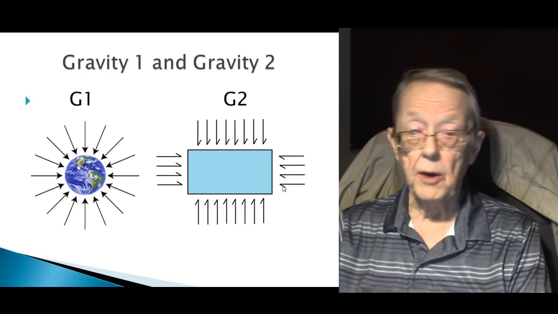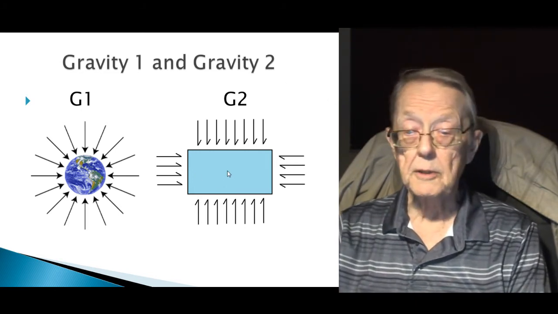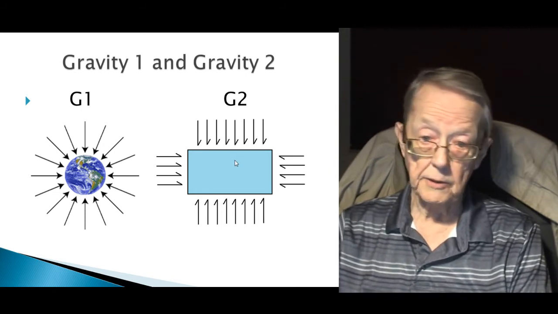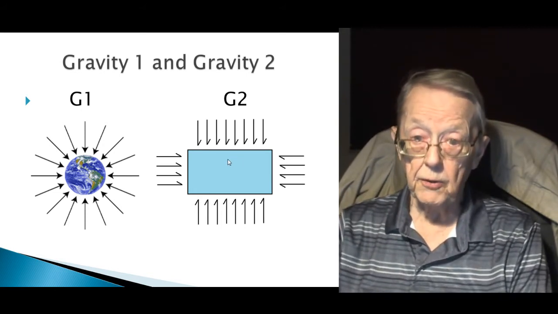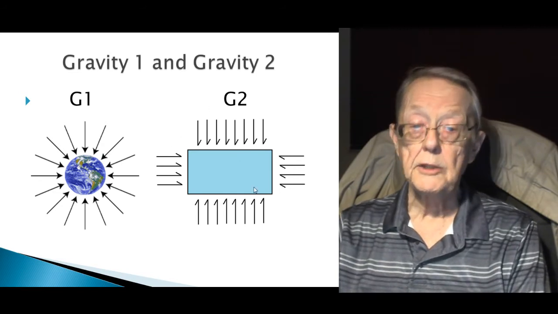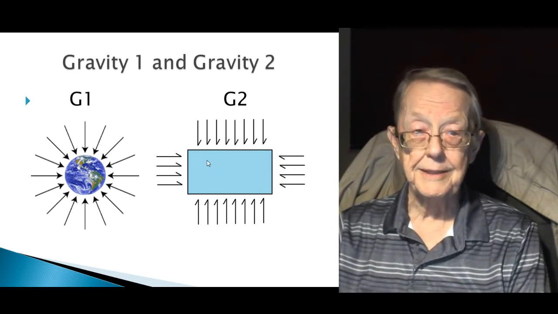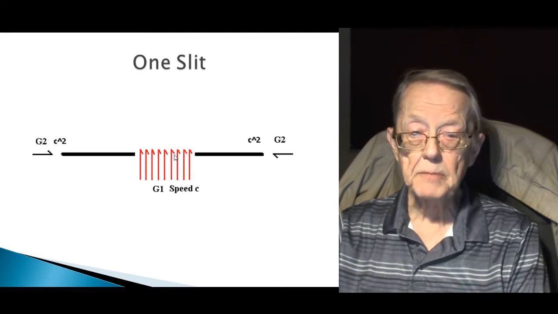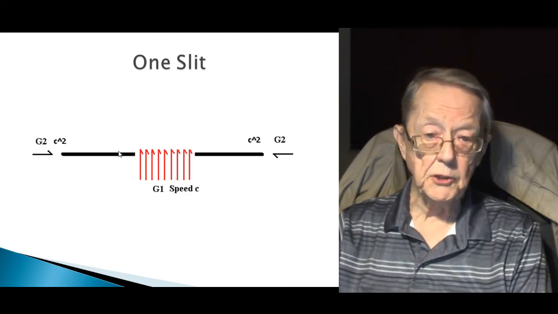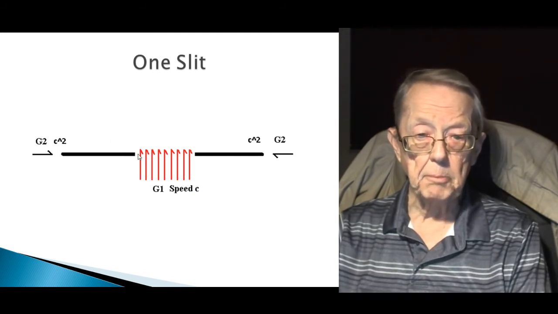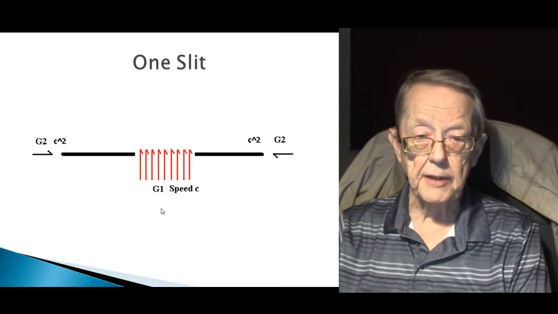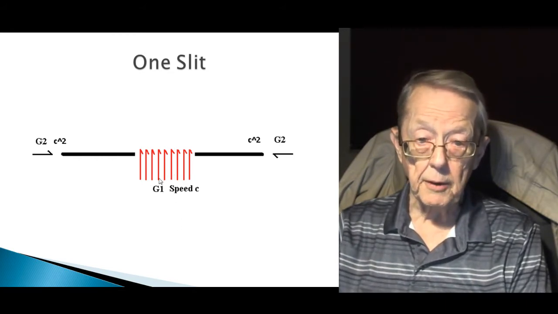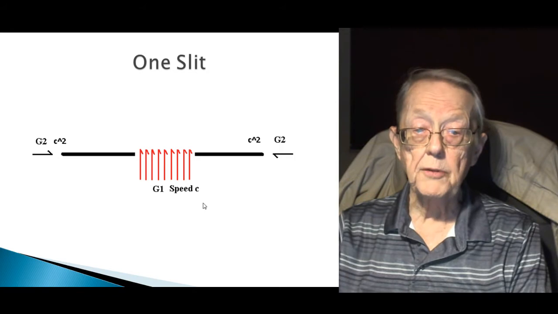There's a G1 and G2 force field around a prism, because if I'm holding the prism and I let go, it falls towards the center of the Earth. So there's a G1 force field around the prism, and a G2 force field which causes light to bend. So we're going to look at the G2 force field. This is only one slit, but I'm going to make a point here about the fact that the G1 particle is the light. Streams of particles pass through the slit, moving at speed c.